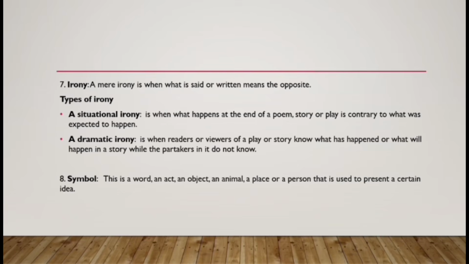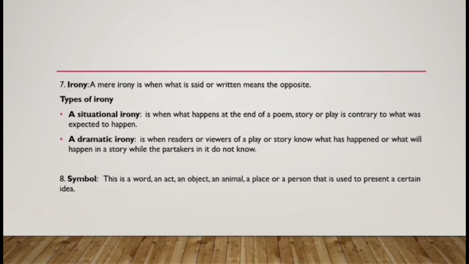We have two types of irony, a situational irony and a dramatic irony. A situational irony is when what happens at the end of a poem, story, or play is contrary to what was expected to happen. A dramatic irony is when readers or viewers of a play or a story know what has happened or what will happen in a story, while the partakers in it do not know. In Macbeth, for example, the readers of the play are aware that King Duncan is dead, while Macduff, who goes to wake him up, does not know. That's a dramatic irony.